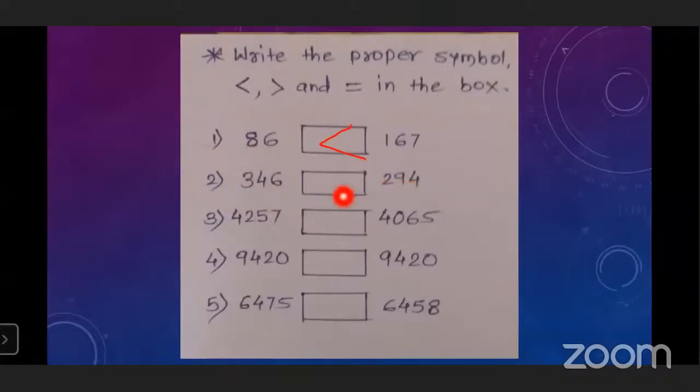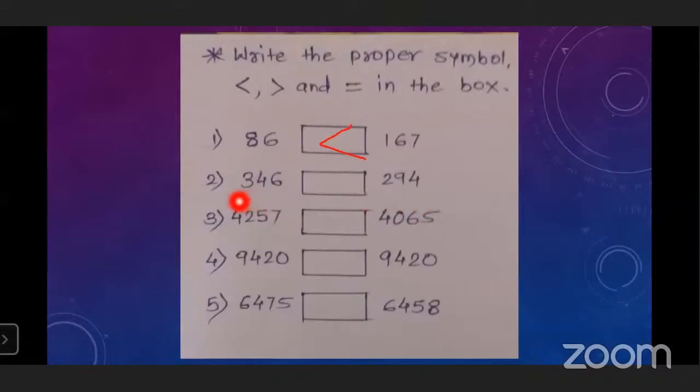Okay, so first of all, you have to identify which number is bigger and which is smaller. You have to find out the bigger number and the smaller number. While finding the bigger or smaller number, first of all you have to see how many digits this number has. 3 digits. This number also has 3.